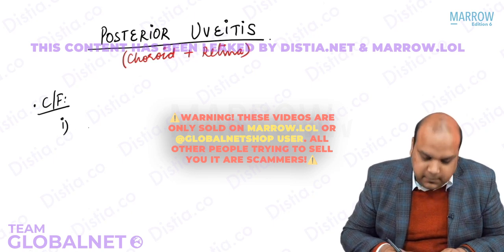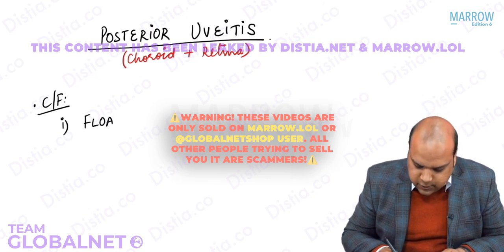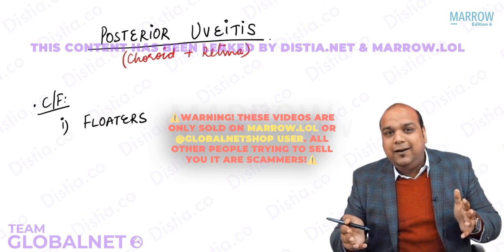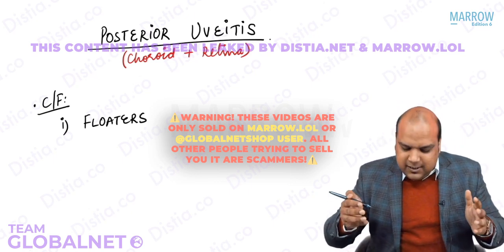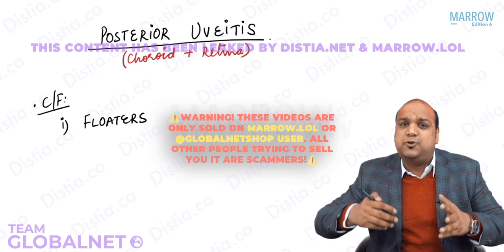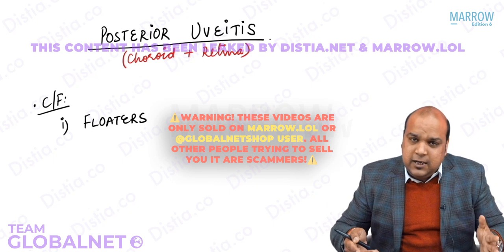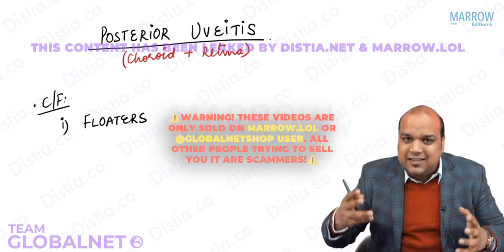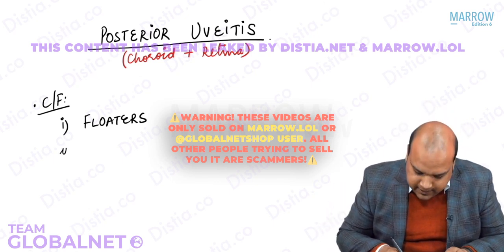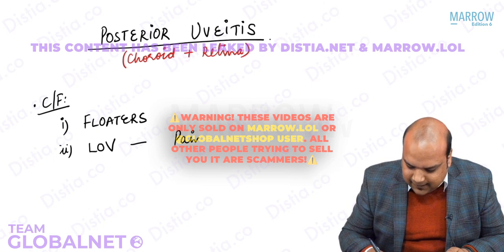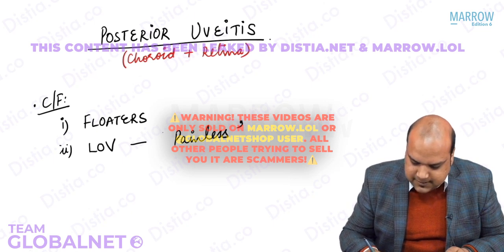Okay? So number one, the patient complains of floaters. Choroid and retina are both located near the vitreous. So when there is choroiditis or retinitis, there is associated vitritis. And as explained just now in intermediate uveitis, due to the vitritis, due to the cells in the vitreous, there are floaters. Secondly, there can be loss of vision, but this loss of vision is characteristically painless.